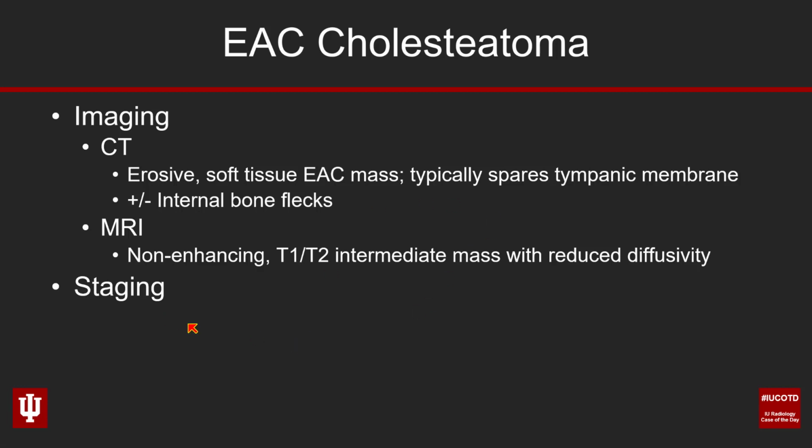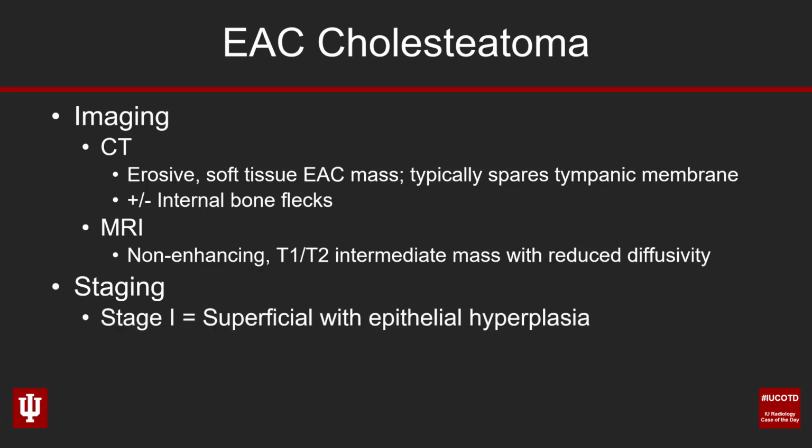All right, a little bit about staging that relies on a combination of clinical imaging and histopathologic categorization. Stage 1, these are very superficial lesions. They may be associated with some epithelial hyperplasia. Not something that you're going to see on any type of imaging, but histopathologically they can confirm it as a stage 1. Stage 2, you may see some periostitis. That again is something that histopathologically can be confirmed much more accurately.